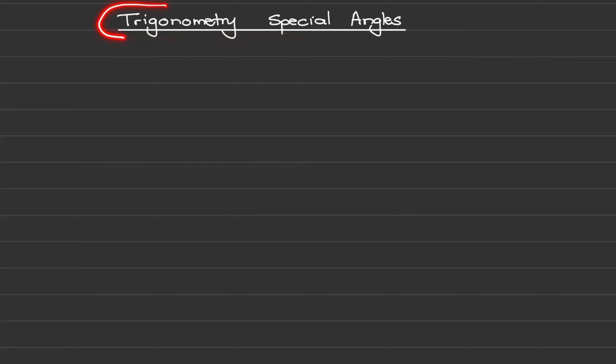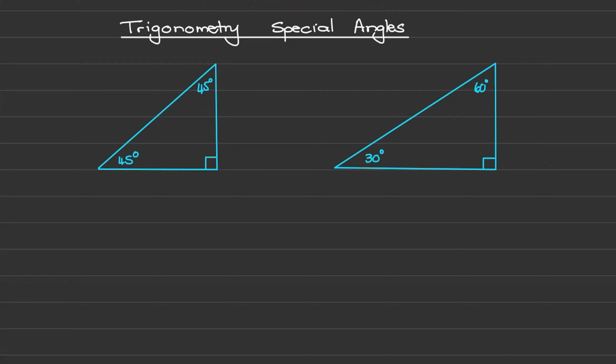In this video, we'll discuss the special angles for trigonometry, and we are going to use two different right-angled triangles to help us discuss the special angles of 45 degrees, 30 degrees, and 60 degrees for all three trig ratios. Let us start with our first triangle.